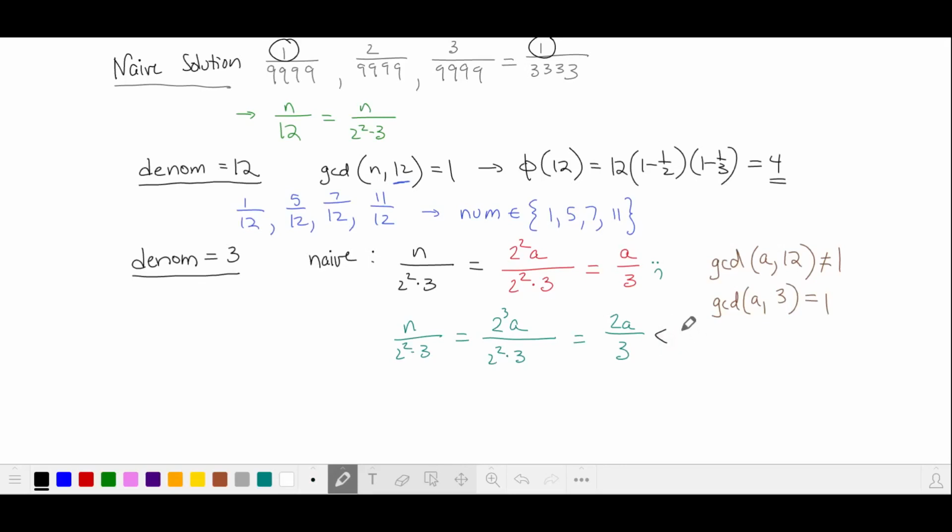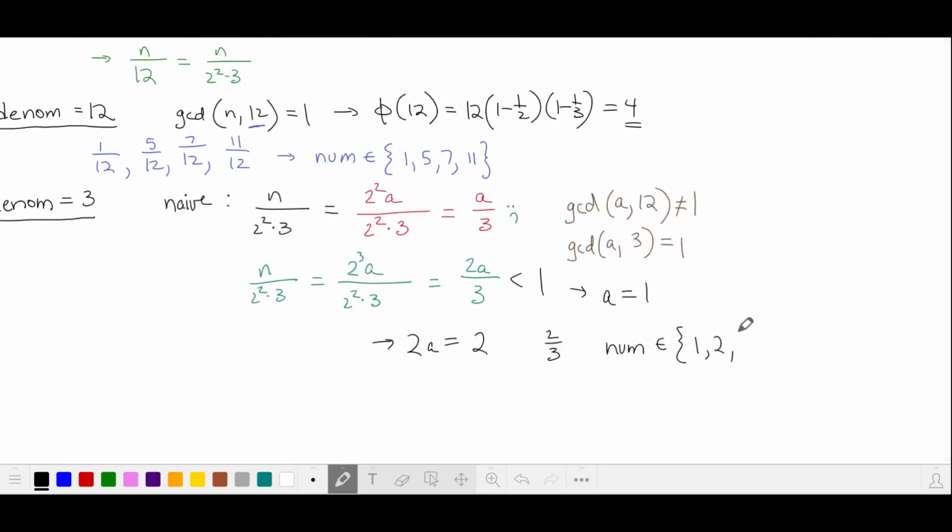Continuing, we note that this fraction has to be less than 1, which means A is equal to 1. This means our numerator is 2. And our fraction is 2/3. And we can add 2 to our list of unique numerators.